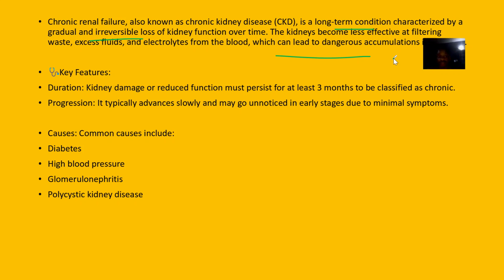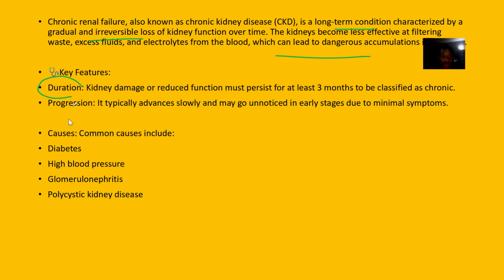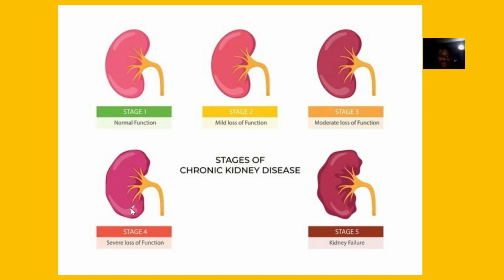Features of chronic kidney failure: the duration factor is there. It must be way above, the thing has been there for more than 3 months. Progression usually goes on slowly, so usually you might not even notice it in the early stages. If they are diagnosing it, most of the time it has already gotten to stage 2, stage 3, stage 4. Common causes could be diabetes mellitus, high blood pressure, glomerulonephritis, polycystic kidney disease. All of these are culprits.